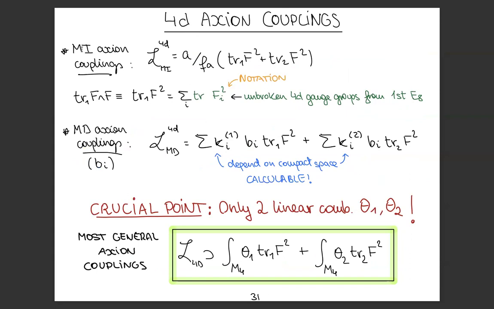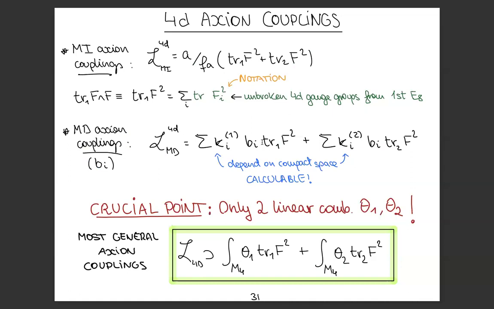Here I have separated, as before, the model-independent from the model-dependent axions. So we have the coupling of A, the model-independent axion, as I said, universally coupled to all the gauge bosons, because this is just compact notation. Trace 1 F squared corresponds to all the unbroken 4D gauge groups from the first E8, and trace 2 F squared corresponds to the gauge bosons that survive in the 4D EFT that come from the second E8. Now, fine, this one is universally coupled.